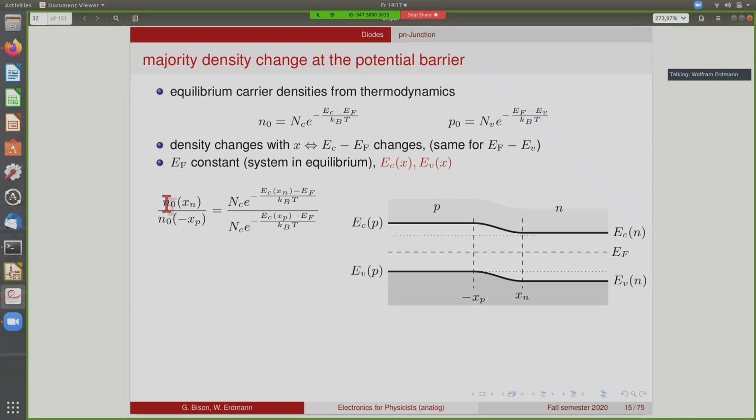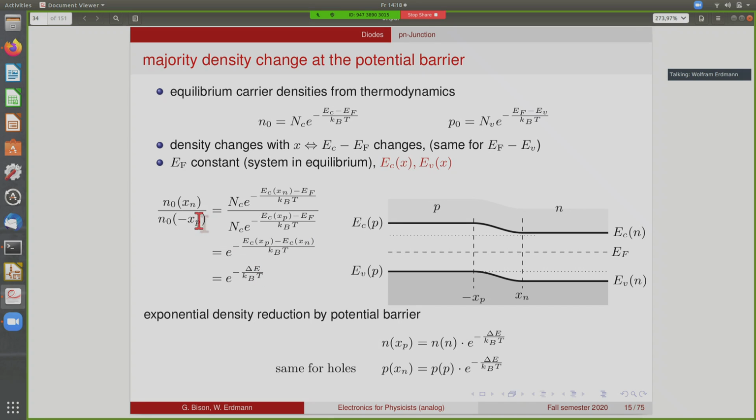So we know that for instance, when you look at electrons, the number of electrons at this point of the junction is given by this expression here, and the number of electrons on that side of the junction is given by the same expression, but using now the value of the conduction band at that point. So the first factor here cancels, and we're left with this exponential. So we have the difference of the conduction band energy at this point here, xp, and the conduction band energy at xn. So this is essentially the built-in voltage.